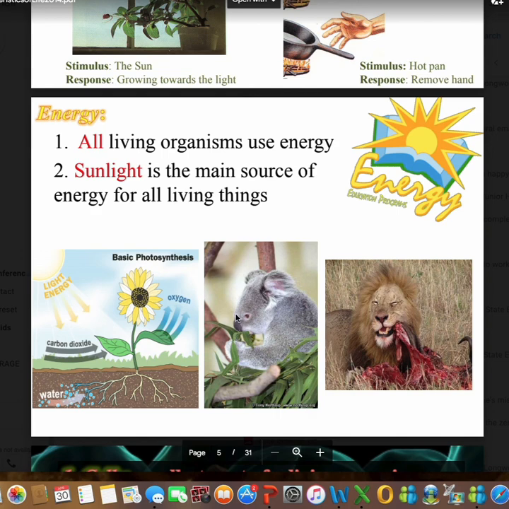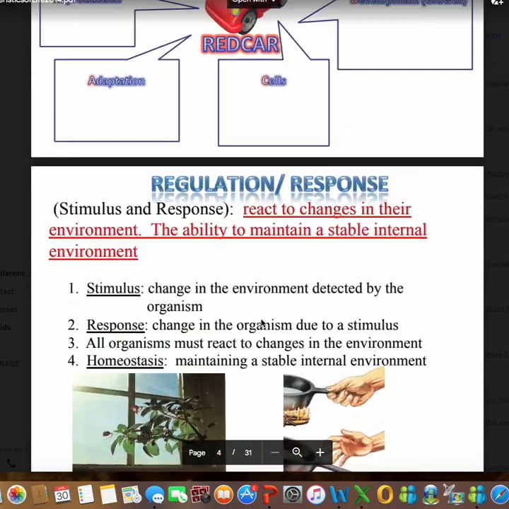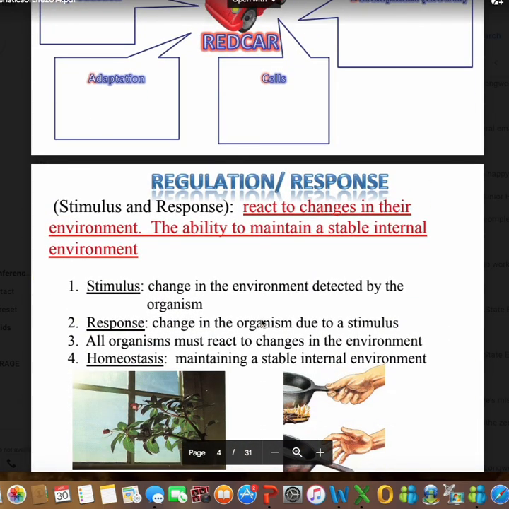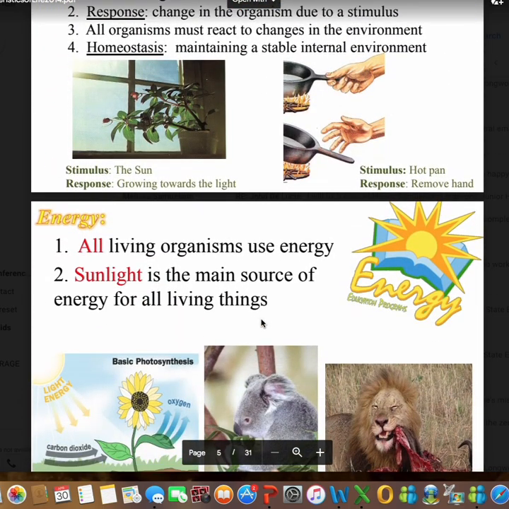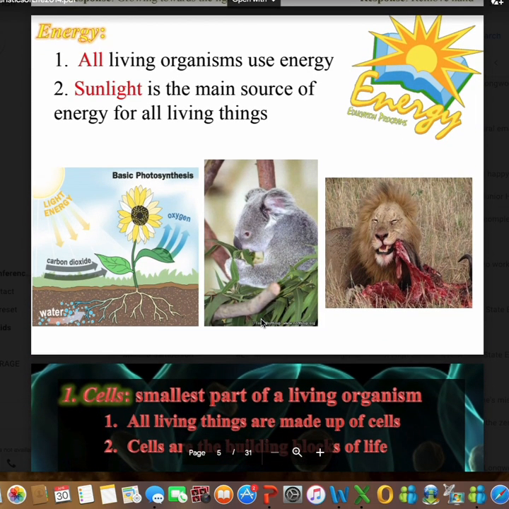But we are omnivores, so we can eat plants and we can eat animals, but we can't eat sunlight. So that energy has to be converted by the plants. So we need the plants to convert the sunlight. And we need the other animals as well, because they all have special jobs in our ecosystem that we're going to talk about. All right, so recap in RED CAR: regulation or response. Energy is the E. Every organism needs energy.